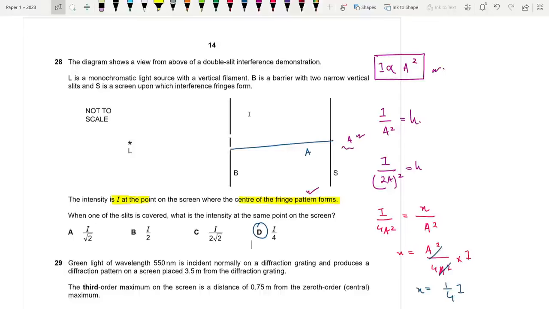I just showed you the working. Okay, so this was it for the initial scenario. I divided by 2A whole squared, which is I divided by 4A squared. And this is the new amplitude after I cover one of them up. So the new intensity is 1/4 of I.